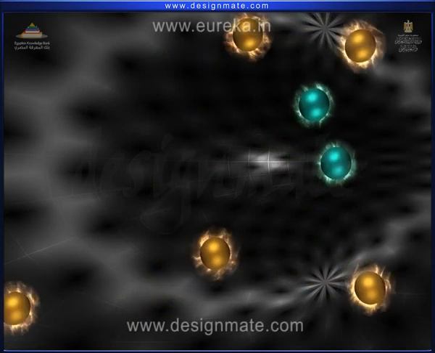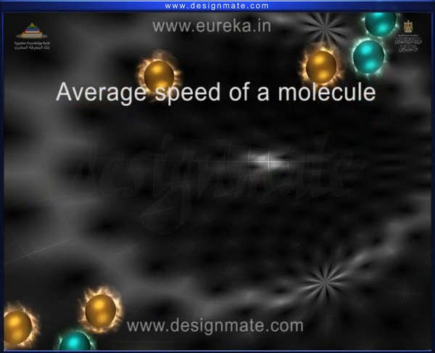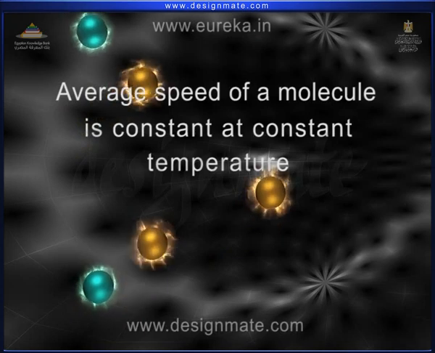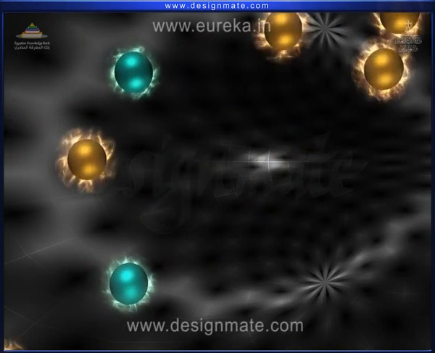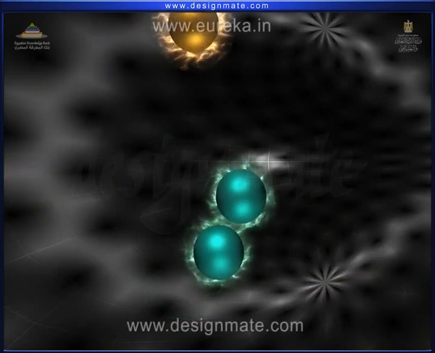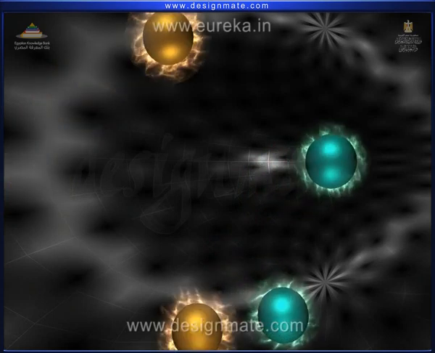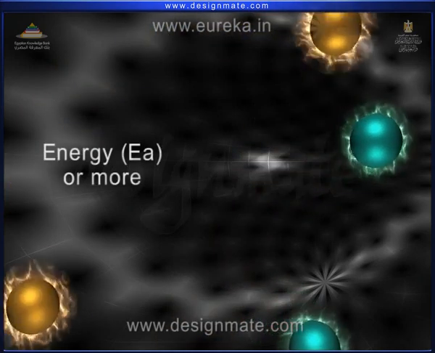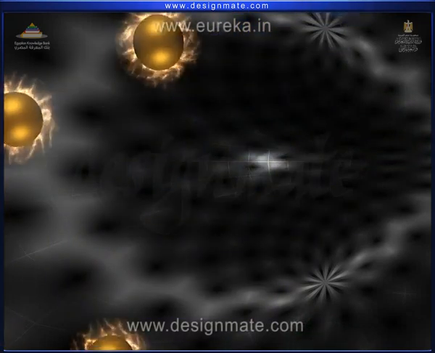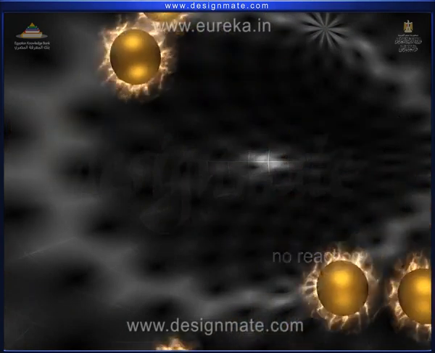Speed of all molecules is not equal. The average speed of molecules in a gas phase is constant at a constant temperature. Therefore, those molecules which do not have sufficient kinetic energy cannot react in spite of undergoing collisions. Molecules which have energy EA or more are capable of undergoing a reaction on collision. However, all collisions between energetic molecules may not result into a chemical reaction.